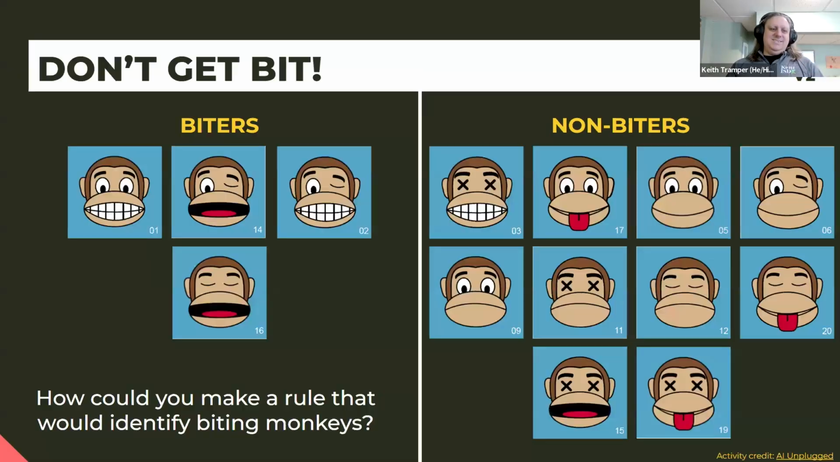Okay. Now I'm going to get you into an activity. Actually, Catherine's going to get you into an activity that's going to help you understand how they parse that data. So this is an activity that's called Don't Get Bit. And as you can see on one side of the screen, we have biters. And then on the right side, we have non-biters. So I want you to think about how you could make a rule that would identify biting monkeys. And you can throw that in the chat if you'd like, or unmute. We're trying to find the rule. What are the biting monkeys?